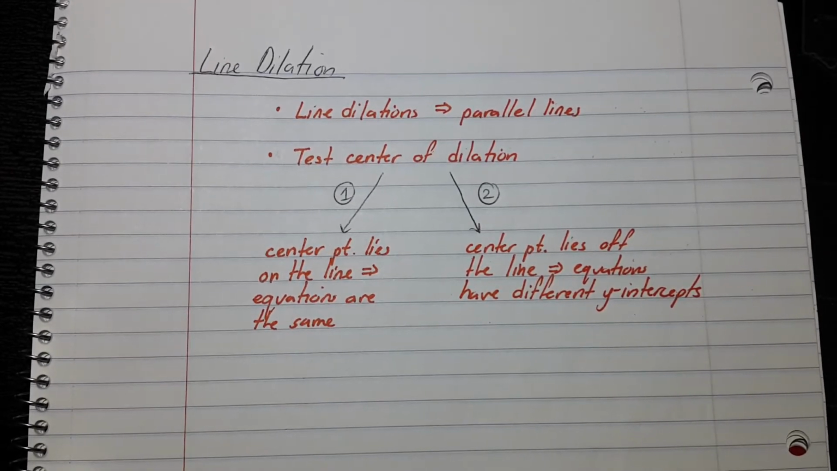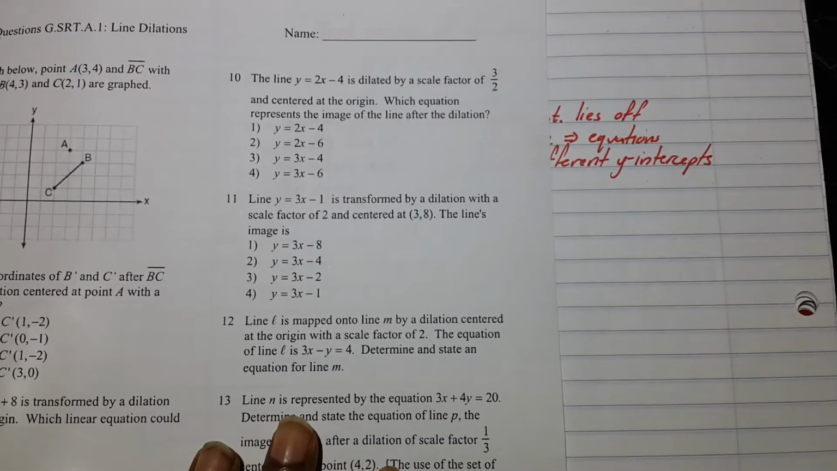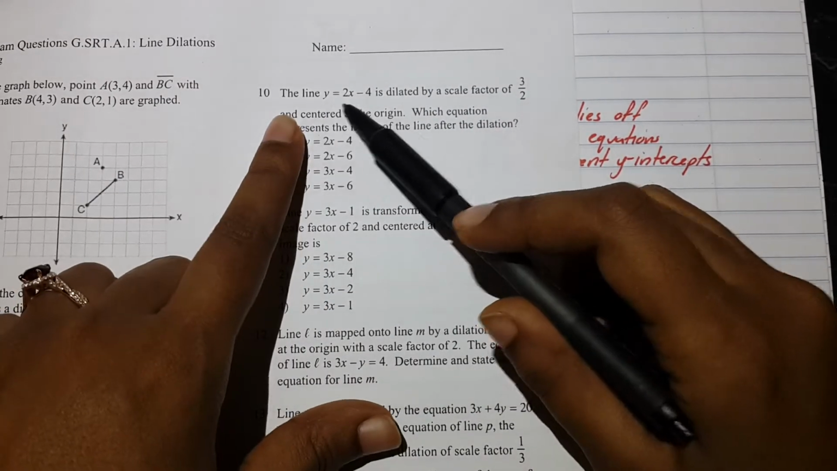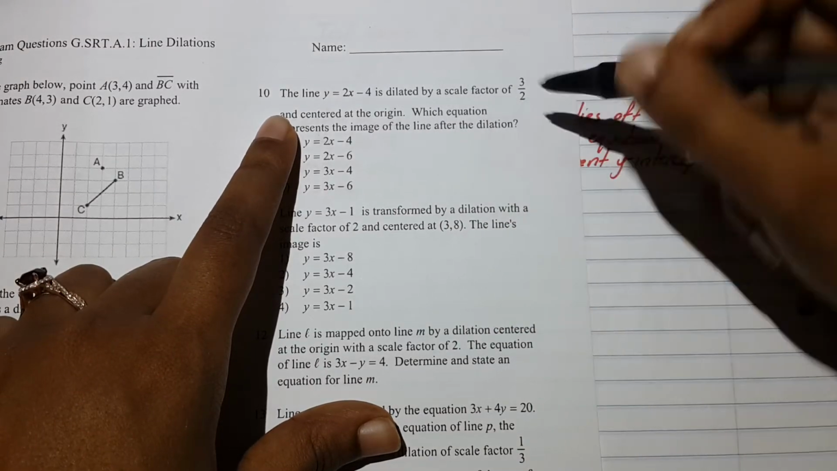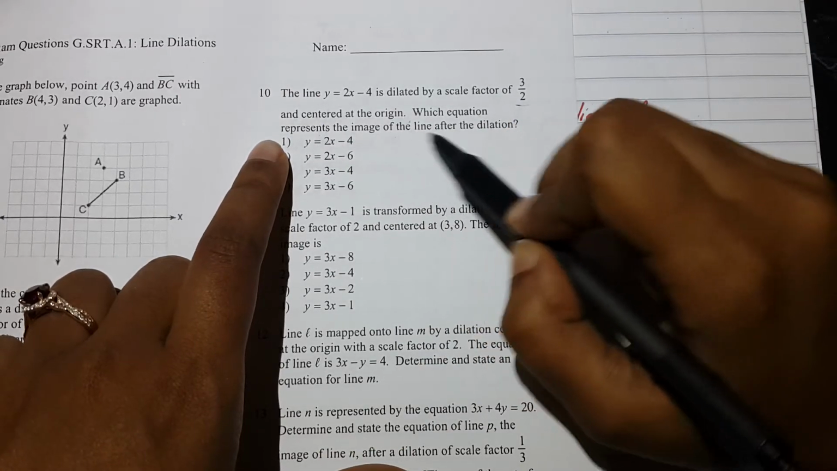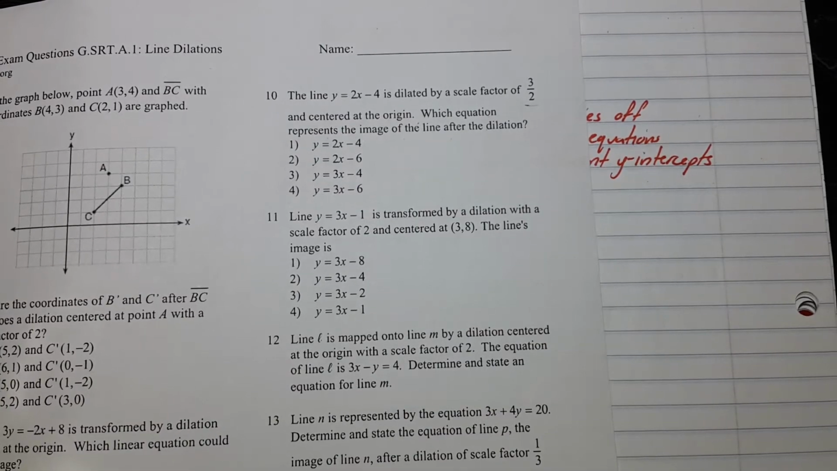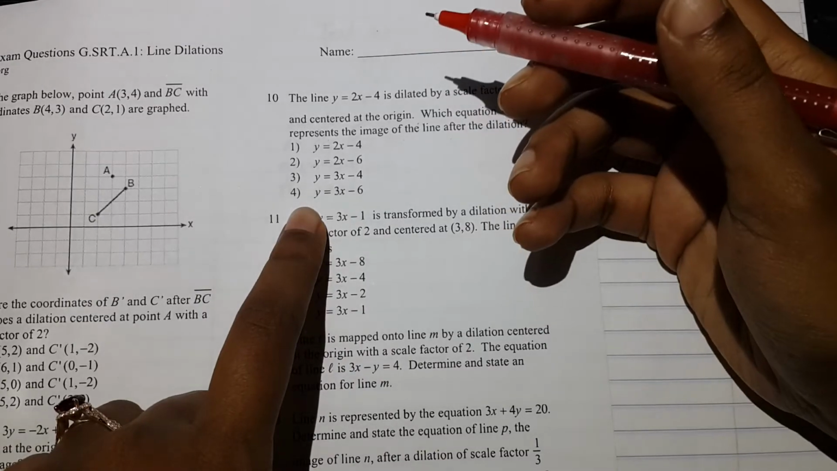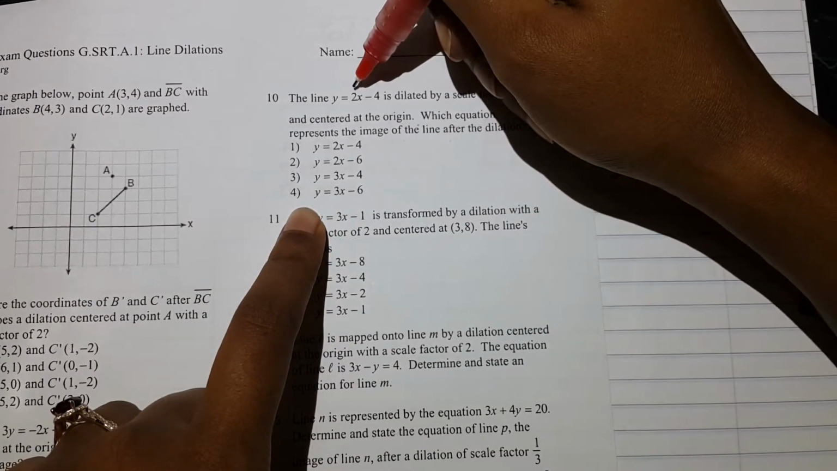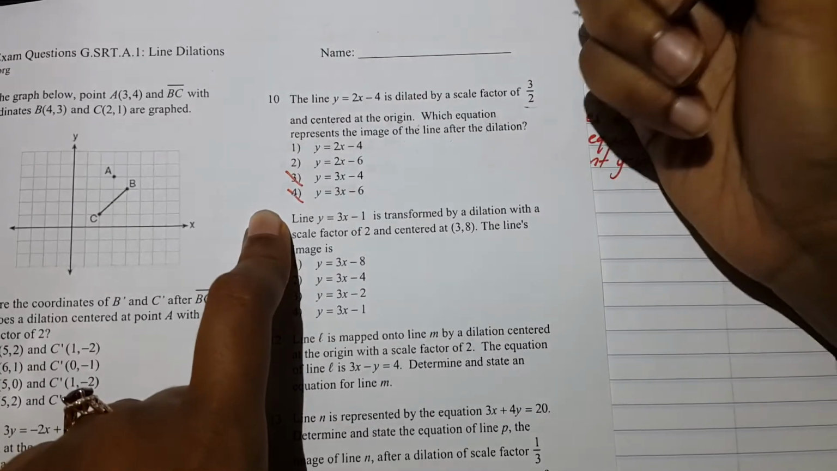Alright then, so let's look at two Regents problems that ask you these types of questions. First we're going to look at question 10. Question 10 says the line y equals 2x minus 4 is dilated by a scale factor of 3 over 2 and centered at the origin. Which equation represents the image of the line after the dilation? The first thing you want to analyze is the multiple choice answers to see if there are any options that don't have the same slope. My slope here is 2, so I should only be focusing on slopes that are also 2. So 3 and 4 are automatically being crossed out.